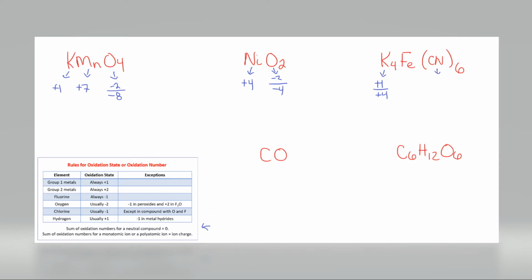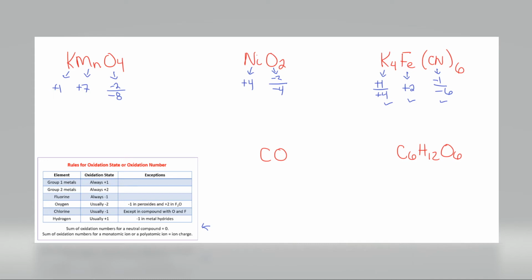Cyanide is a -1. So there are some polyatomic type of situations, right, where the charge is known, like the nitrate, sulfates. Well, cyanide is another one where it is a -1. There are 6 of them, so that's a -6 contribution, right? So what is iron? Because iron is variable. Well, that has to be a +2 because +4 and +2 is 6, -6 would be 0, and the whole thing is neutral.